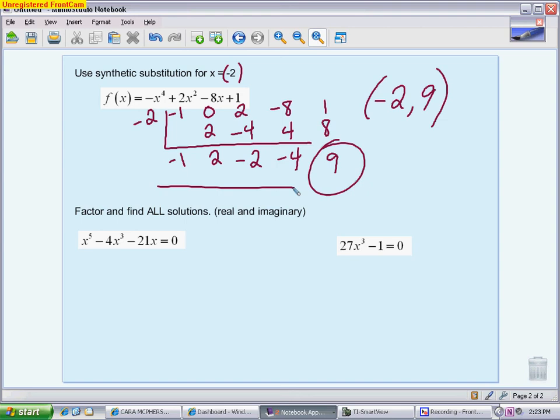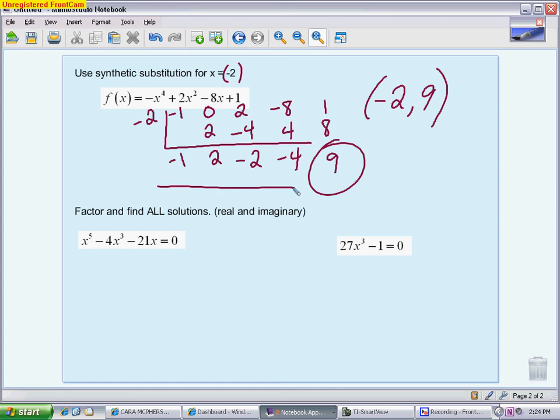The last piece is a review, looking at all the factoring types we've done since the beginning of the year. With these, you should be able to factor them completely, doing as many factoring techniques as possible, and then tell every solution you can find, whether it's a real or imaginary solution. So when you do these, first thing you want to do is make sure it's in standard form. Next thing you want to do is see if you can take out a GCF.